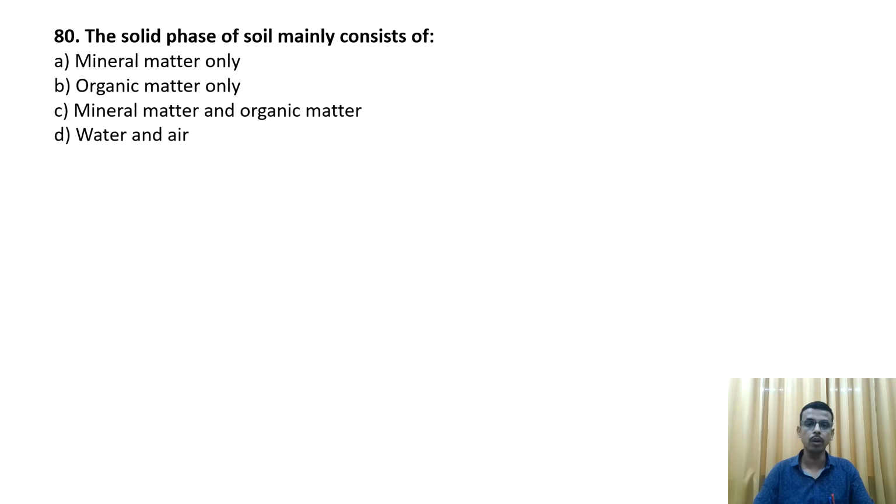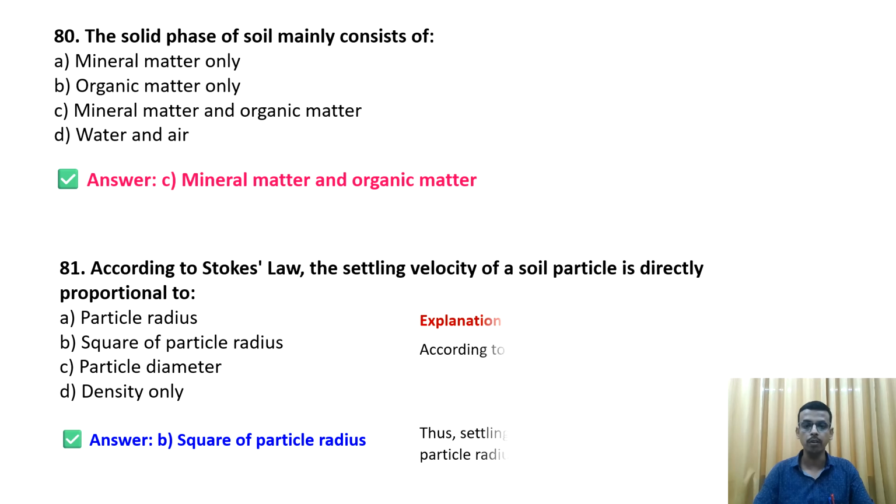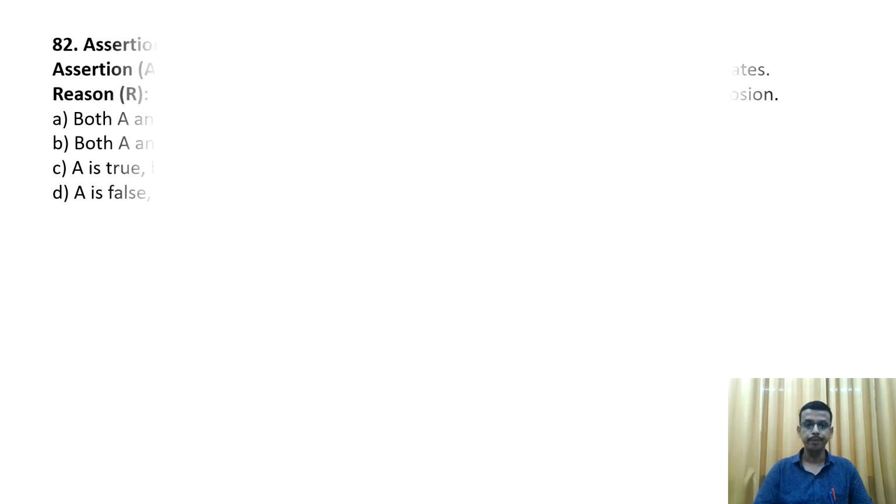The solid phase of soil mainly consists of, there are two spaces, void space and solid space. Solid space is composed of both mineral matter, that is 45%, and organic matter, that is 5%. According to Stokes' law, the settling velocity of a soil particle is directly proportional to the square of the radius of the particle. You see, V is equal to 2/9 g r squared (rho s minus rho w). So it is directly proportional to the square of the particle radius.